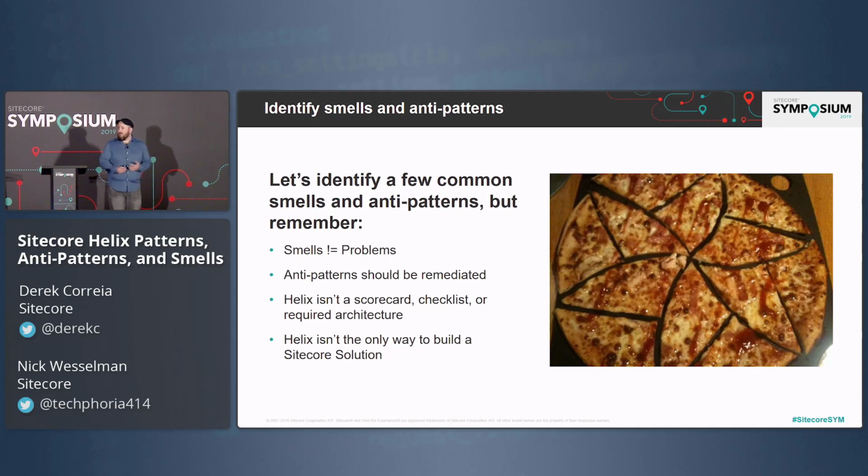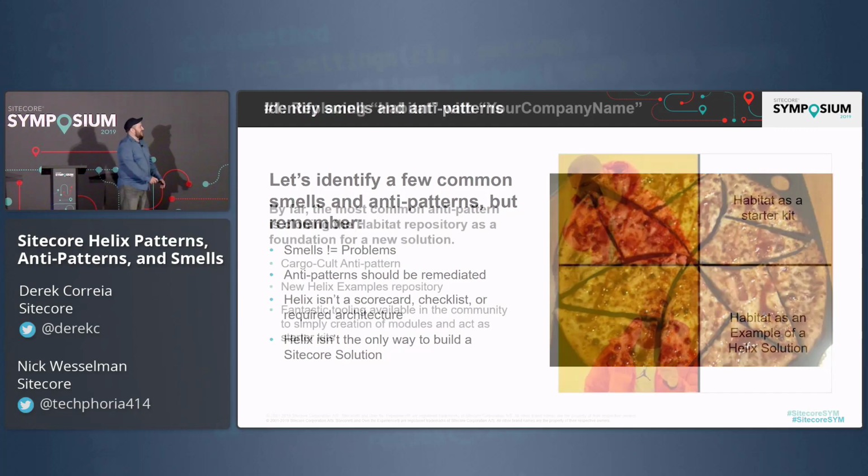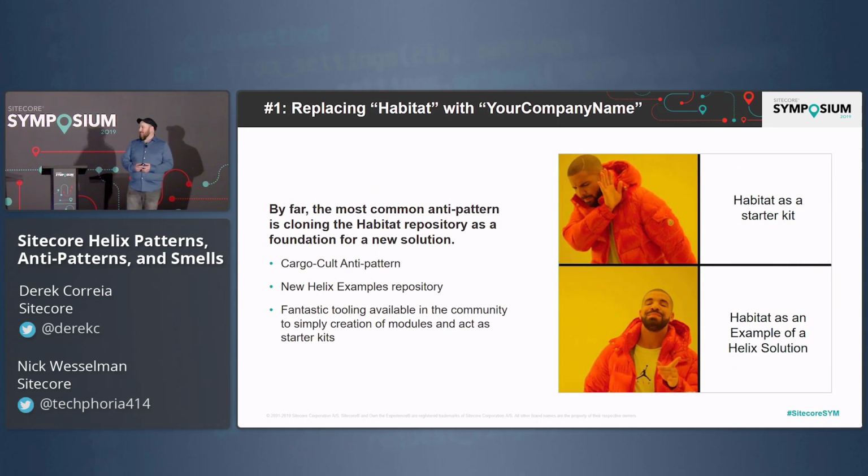And certainly, I think Nick's been building solutions before Helix. I've built solutions before Helix. I'm pretty sure most people in this room have. Helix is not the only way to build a Sitecore solution, but that's what we're talking about today. So with that said, I would say the most popular anti-pattern that we see. Anyone have a guess as to what the biggest offender would be? No? Okay. I feel like we've almost already talked about this before. How'd you know that?